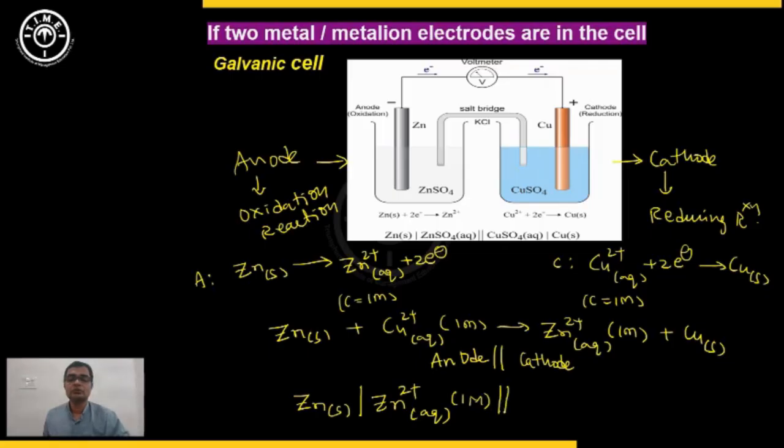Next, two vertical parallel lines. Next, the cathode: Cu2+ ion. It is in aqueous state. The concentration should be mentioned in small brackets, that is 1 molar. Next, a single vertical line which separates the aqueous solution and solid copper. Solid copper. This is a cell notation. The left-hand side is the anode, the right-hand side is the cathode.